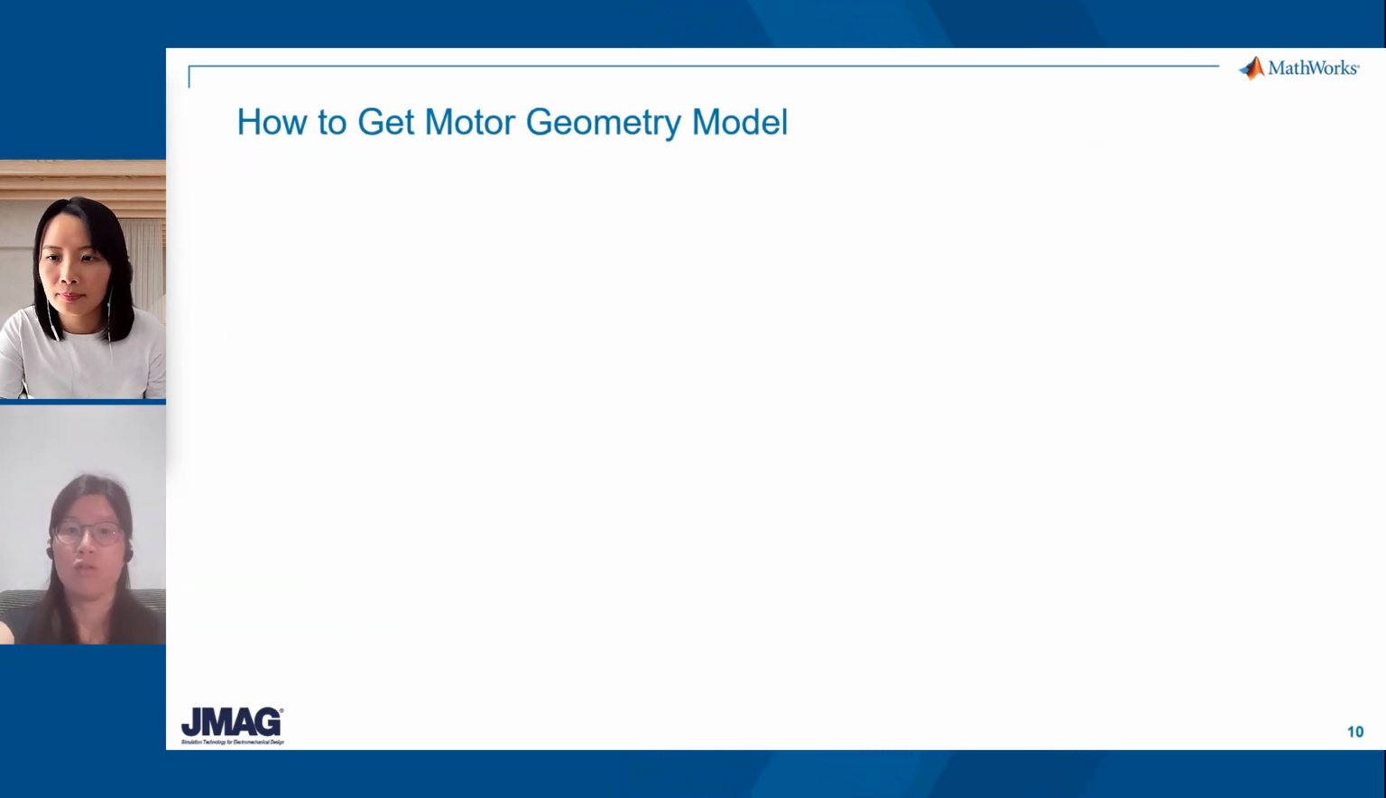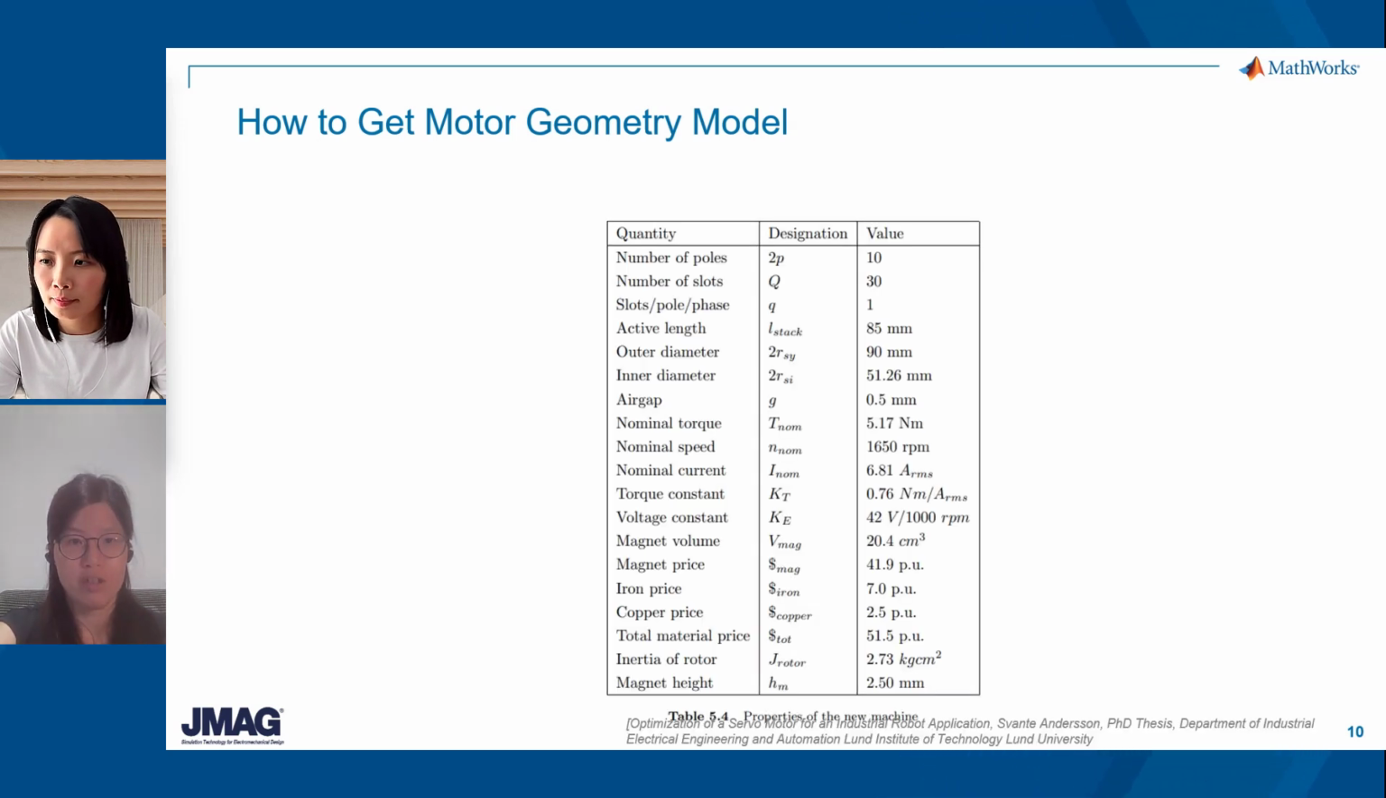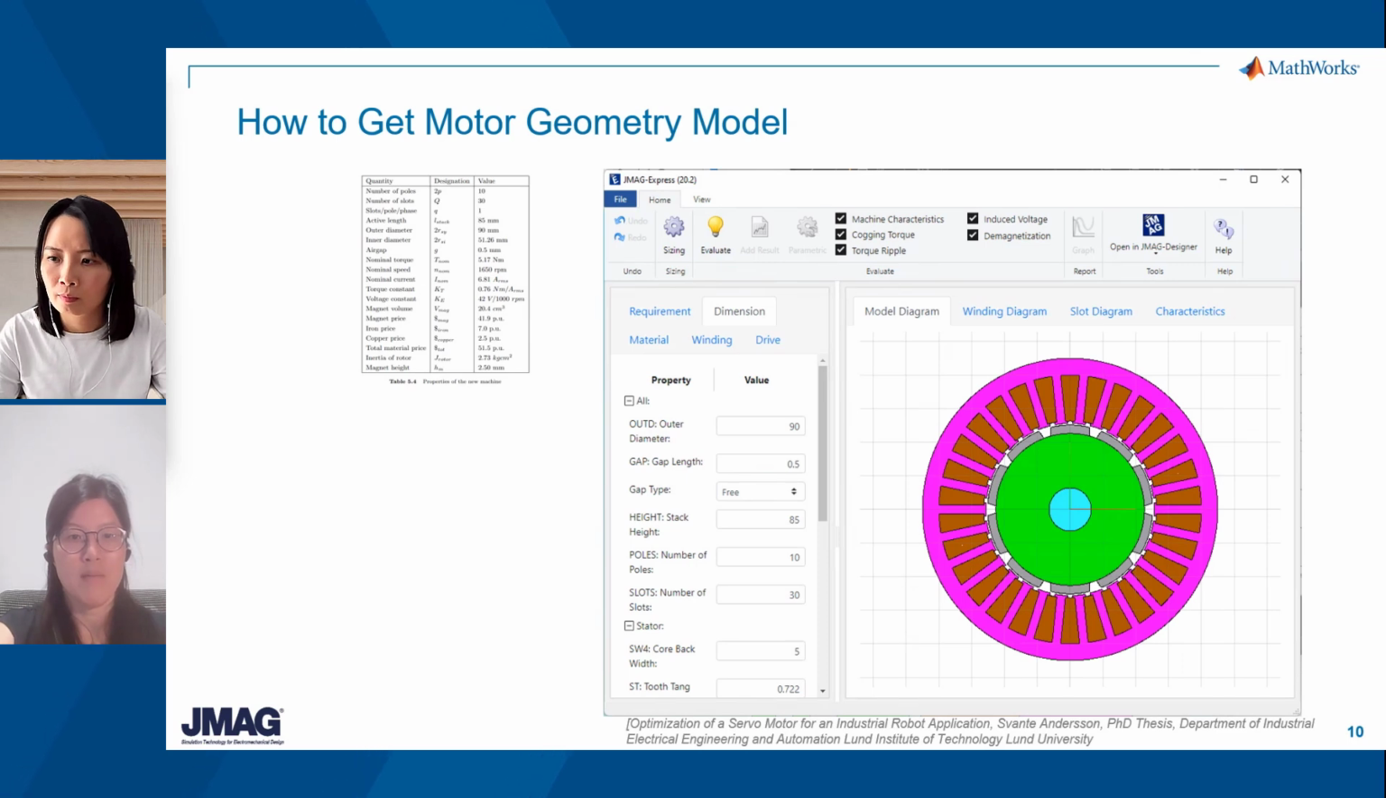Okay, Chandra. To get motor models, first things first, we need a spec. For this webinar, we borrowed a spec sheet from our literature. When using JMAG, we can get a motor geometry from this constant parameter spec sheet very easily. First, open the tool called JMAG Express, then fill the boxes with the values from the spec sheet, like the number of slots, number of poles, rotor dimension, and stator diameter. Then you can get a good geometry model that can be plugged into the FEA model, like this one.